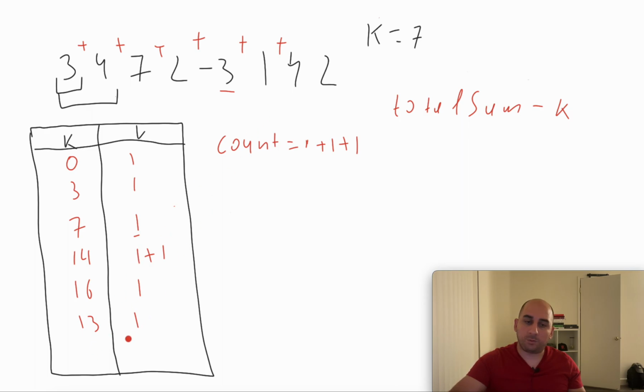Then 14 plus 4 is 18. 18 minus 7 is equal to 11. We don't have it, so we are progressing further. Plus 2 is equal to 20. We don't have 20, we are adding it, but 20 minus 7 gives us 13, which, yes, we have 13, and we are adding to our count. So in total we get 4. Okay, that's how we solve this problem.